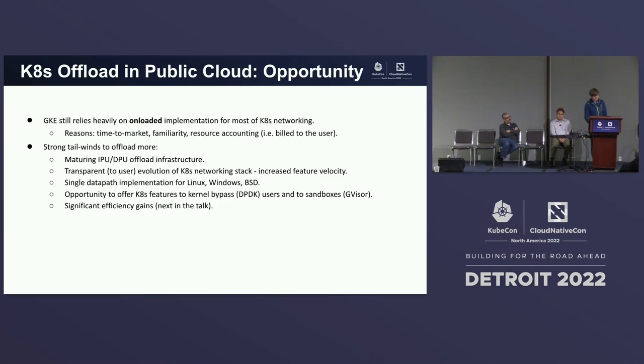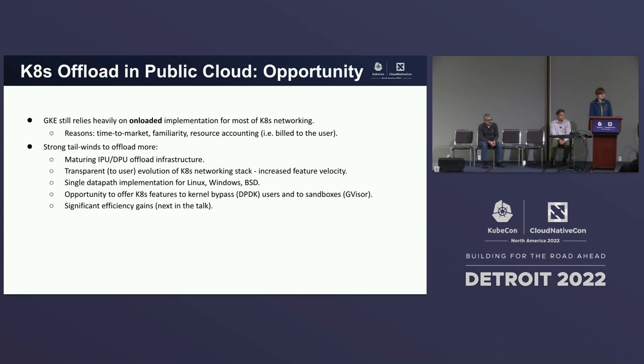That was the current state, but GKE still relies heavily on non-offloaded implementation for most of Kubernetes networking. We run kube-proxy or Dataplane V2, and it's all running inside the node and using either iptables or eBPF. So why do we do that? Time to market, familiarity, and resource accounting is an interesting topic, where the users who are heavy network policy users will essentially be spending their cycles to implement the network policies.